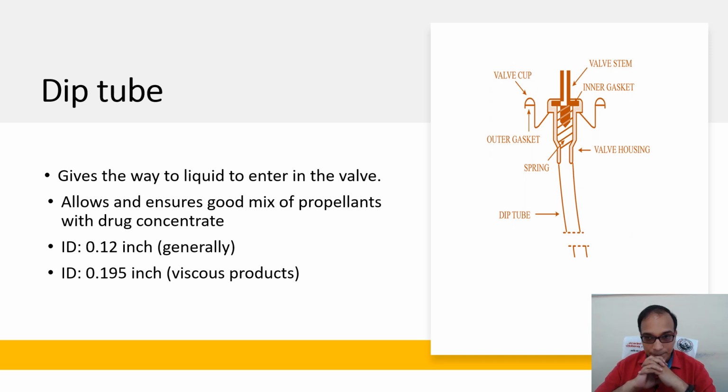Now, the dip tube. You might have seen a dip tube in your liquid soaps: the tube which is dipped into the body of the medicament or the liquid in the can is called a dip tube. This dip tube gives the liquid a way to enter into the valve. It takes the liquid from the bulb to the valve and helps in dispensing it.